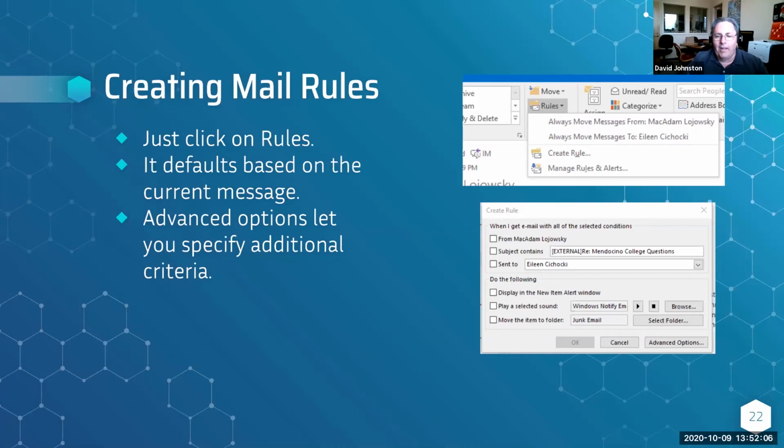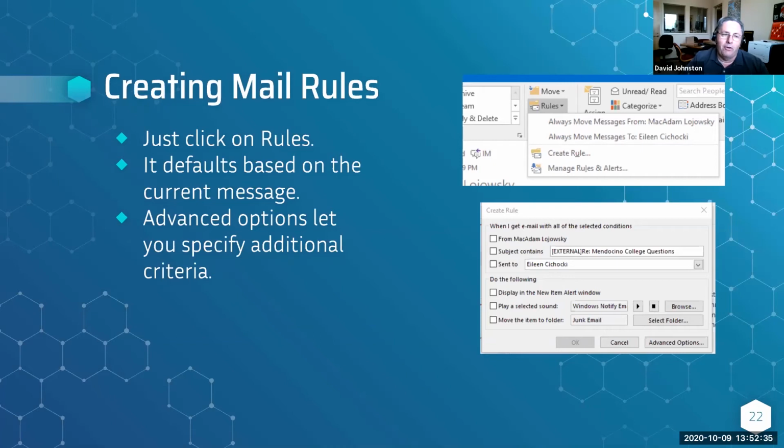What does my rule do? I could display a little alert window. So every time Eileen emails me, I could make an alert window pop up. I could play a sound, and I could move it to a folder. I wouldn't do that to Eileen, but if somebody else emails, I could move them to the junk email folder, or I could do something else with them. And again, in setting those, there are advanced options that give you a lot of control over what happens to that message.